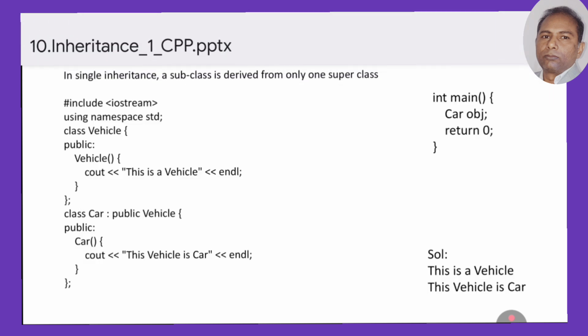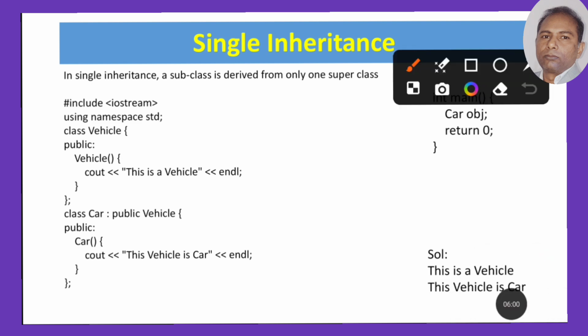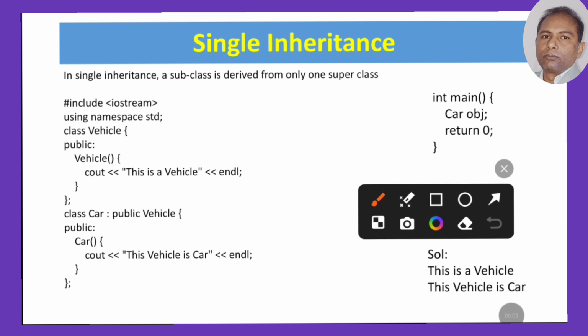Now, let us look at some example code for single inheritance. We have one example here showing how we apply single inheritance. What is the meaning of single inheritance? Single inheritance is when a subclass is derived from only one superclass. If we are deriving one class from only one parent class, that is known as single inheritance.